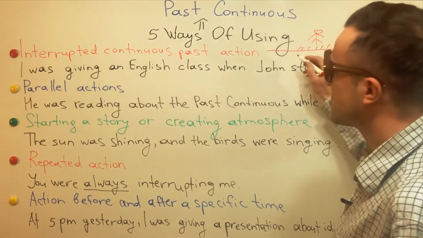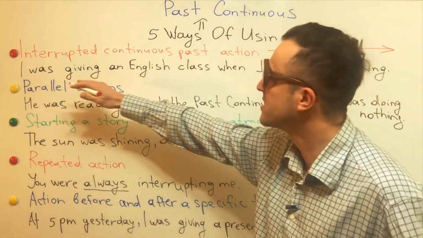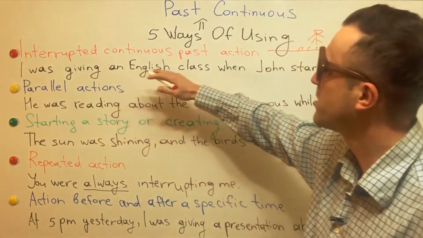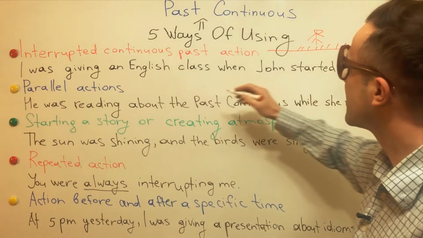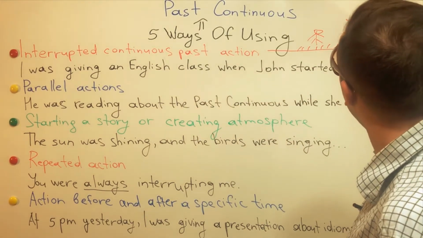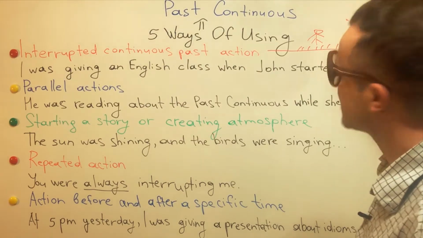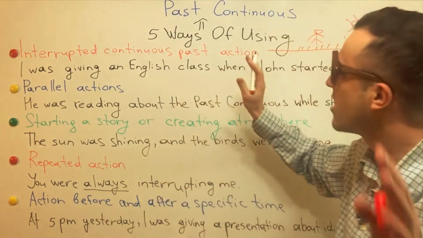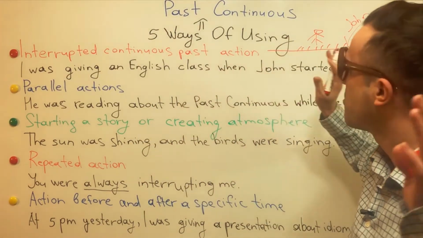All right? So this is the past continuous. Was plus giving plus an English class. And suddenly, John started talking. So he interrupted. This is John. So John started talking and he interrupted this continuous past action.